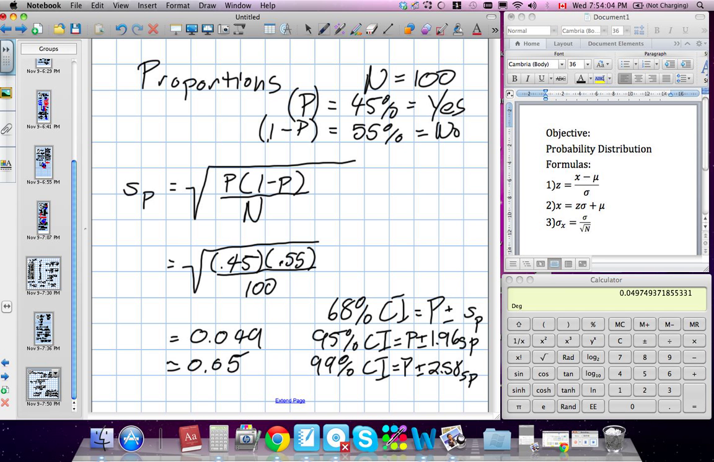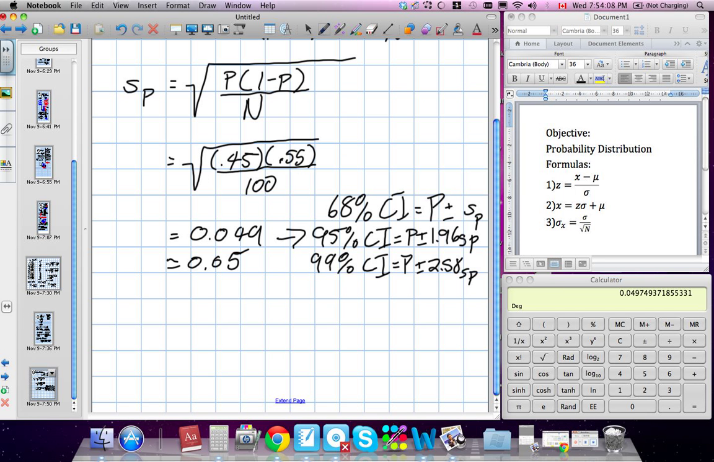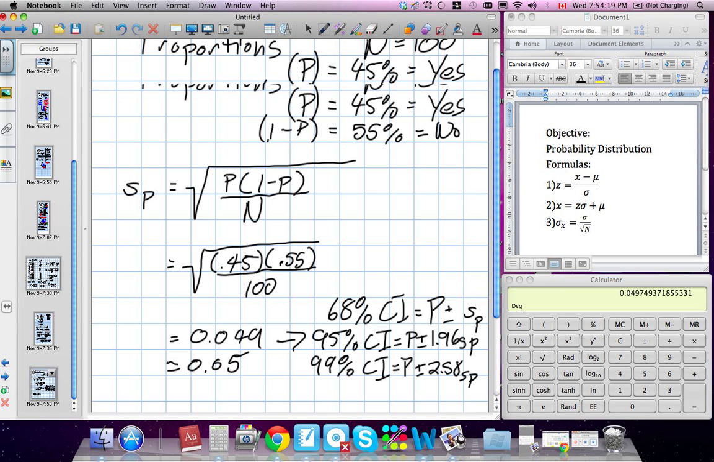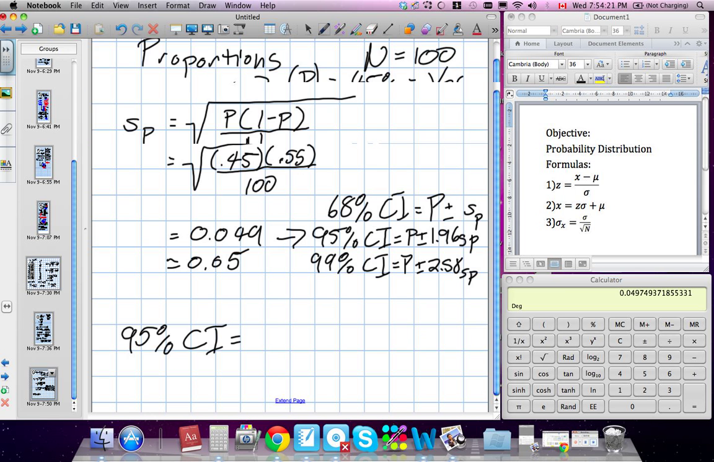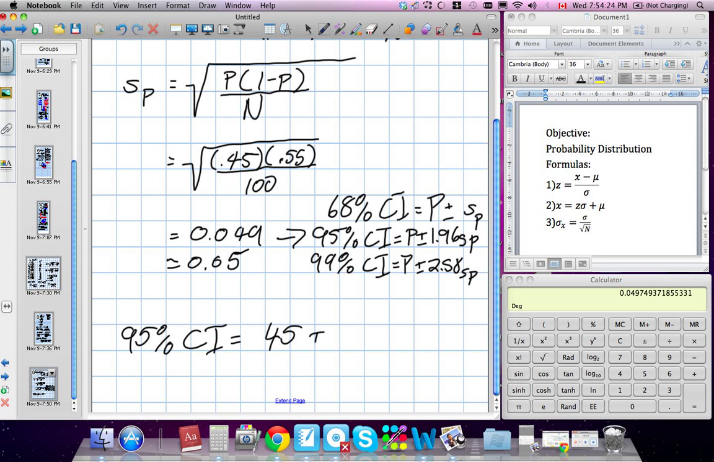Did those three things seem familiar to you? Those are the same types of numbers we used before. So let's say, once again, like in statistics, we usually aim for 95. We think that's relatively accurate. The 95% confidence interval is equal to our P, our proportion, remember that from up here, which was 45, plus or minus 1.96 times our standard error, 0.05. We'll do the top one as plus and the other as 45 minus 1.96 times 0.05, because we want to find the range.